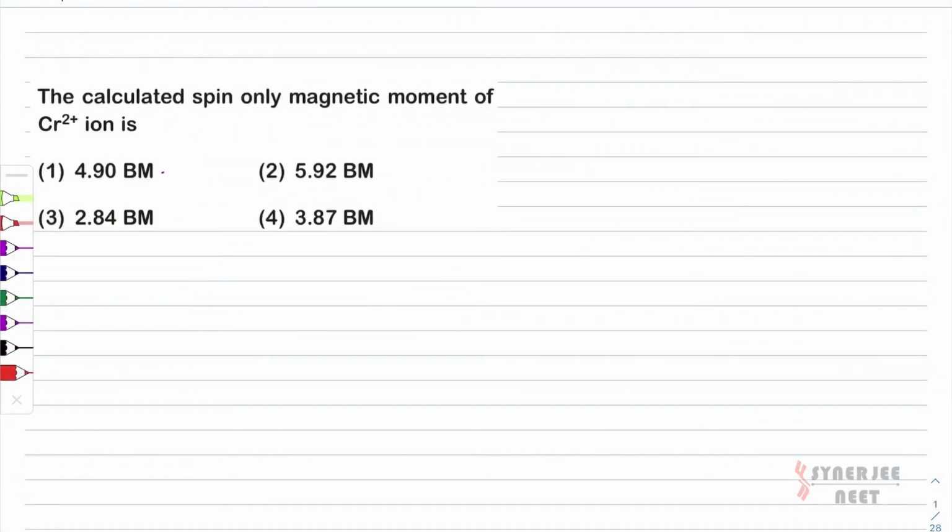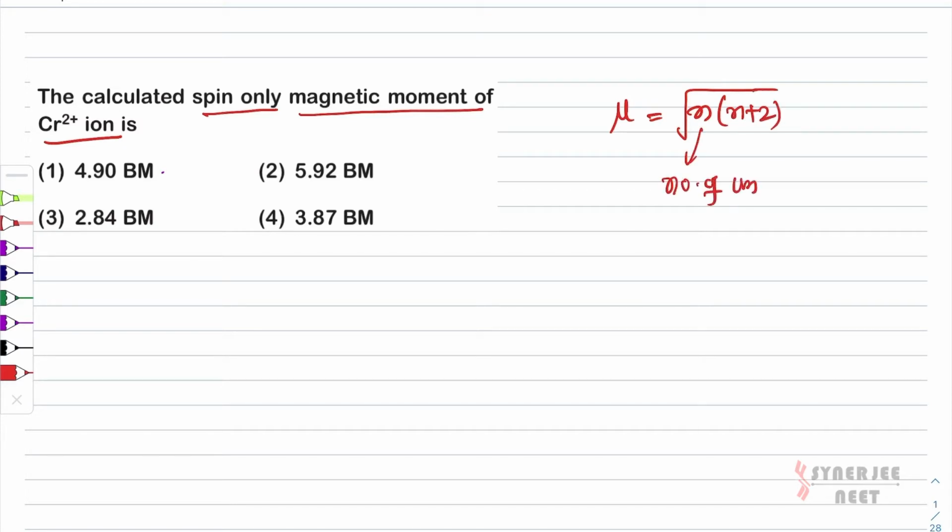In this question, the calculated spin only magnetic moment of Cr2+ is. See, spin only magnetic moment is calculated by the square root of n into n plus 2, where n is the number of unpaired electrons.